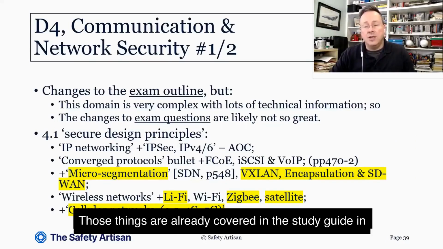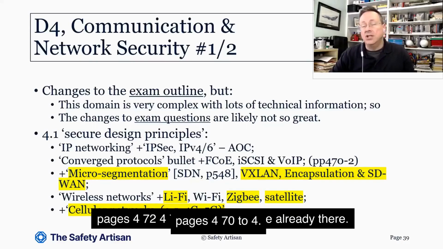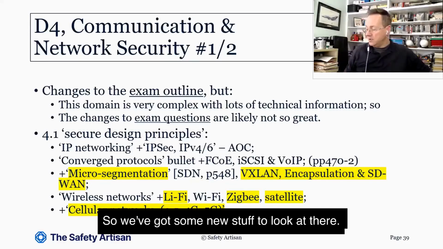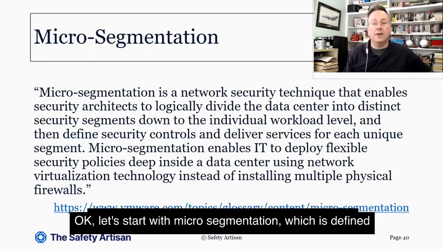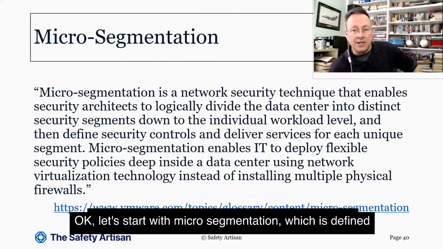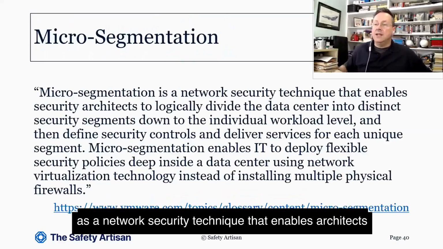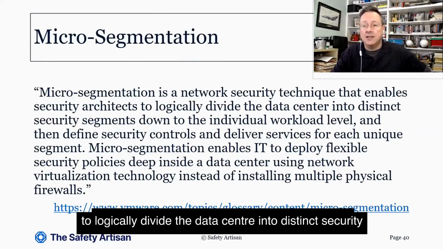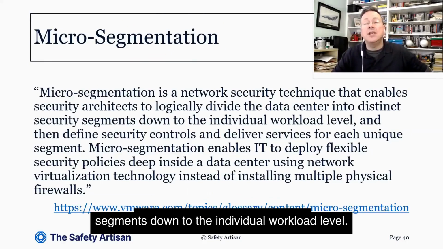topic. Those things are already covered in the study guide in pages 470 to 4. So we've got some new stuff to look at there. Okay, let's start with micro-segmentation, which is defined as a network security technique that enables architects to logically divide the data center into distinct security segments down to the individual workload level.